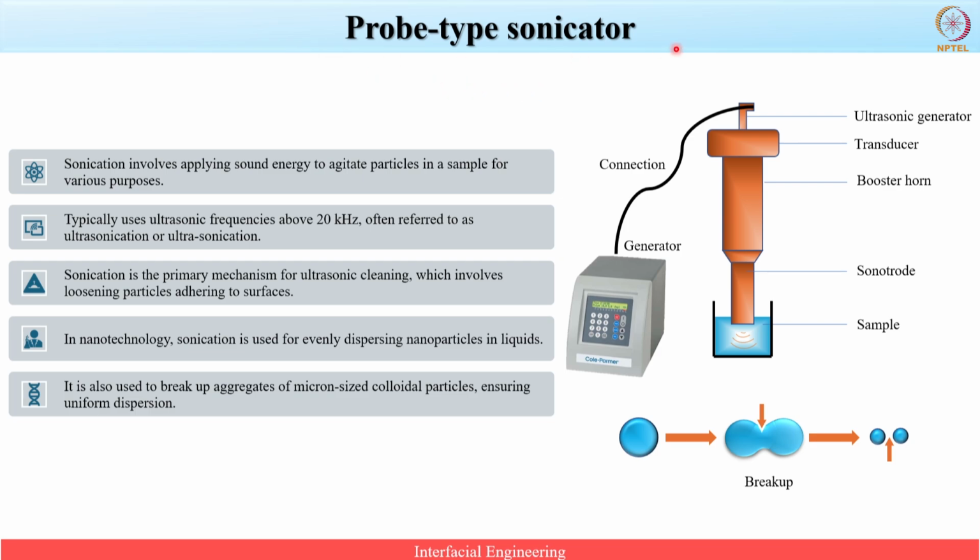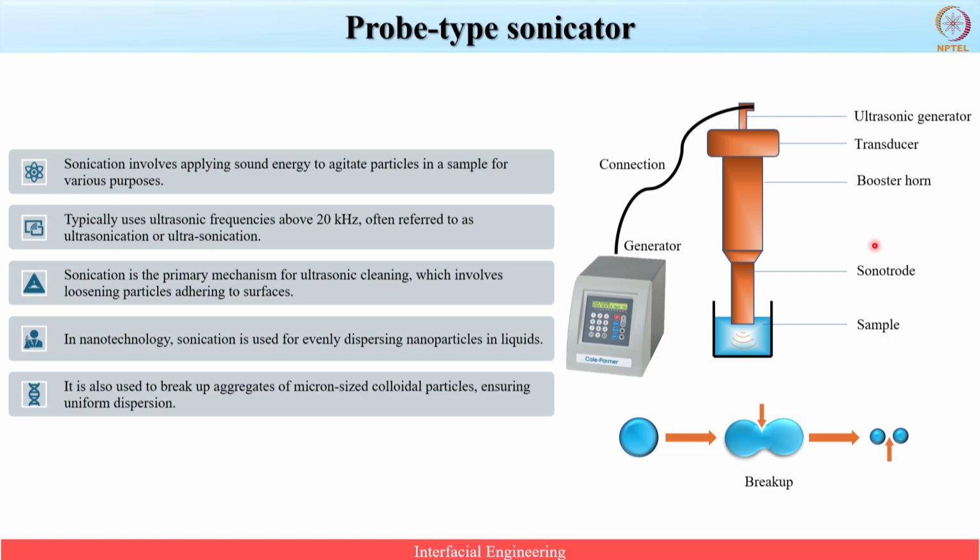As the name suggests, this device produces sonic waves using a probe attachment. This probe is directly immersed in the sample and the sound waves generate from it, and it helps to agitate and mix the sample. This is the closer look of the instrument. As you can see, this is the ultrasonic generator, which basically helps to generate alternating currents. Another one is the transducer. It converts the alternating current into ultrasound. Another one is the booster horn. This amplifies the ultrasound energy. Another one is the sonotrode. It conducts the ultrasound waves into the sample.